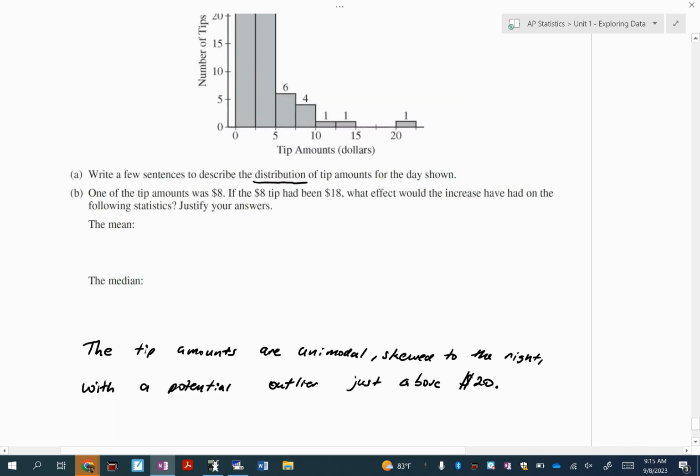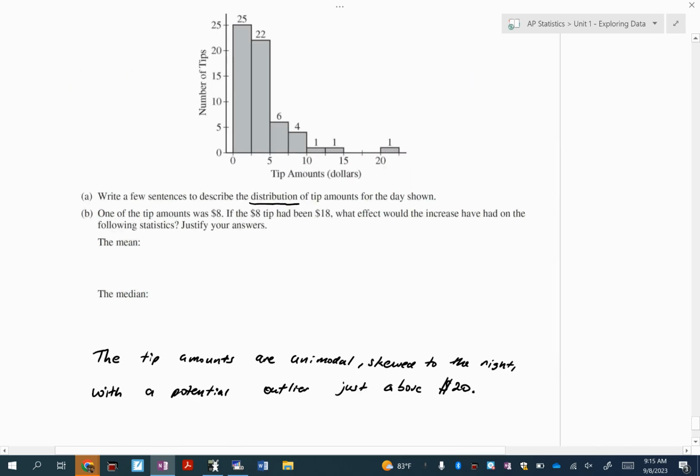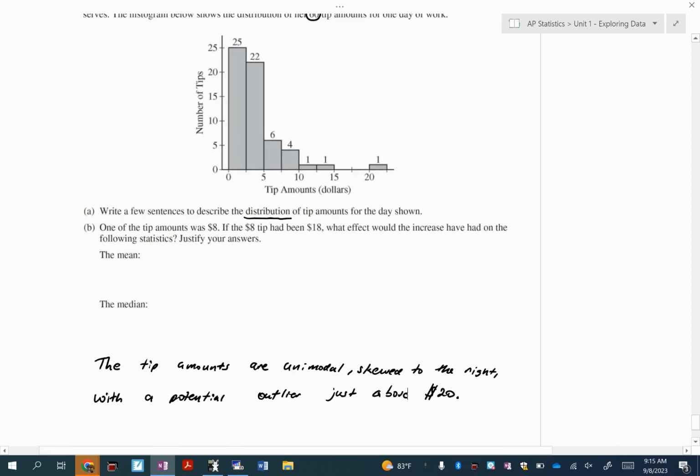Again, we did this in number 1. You've got 2 options for center. You've got mean or median. And actually on this one, I would not be able to tell you with 100% certainty the mean because there are 25 data values in this first bin. Do I know if those tip values are $1, $1.50, $1.75, $1.25? Do I know? I have no idea how many are each of them. So in this case, I have to use the median.